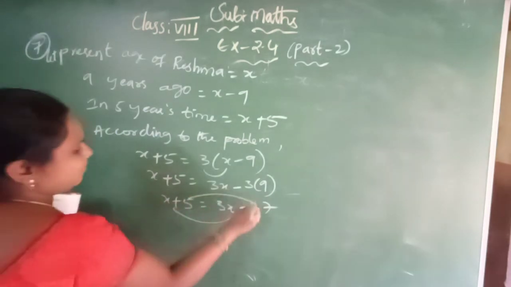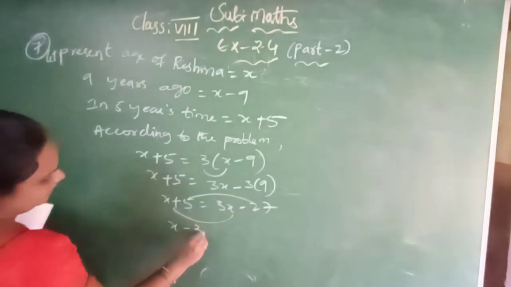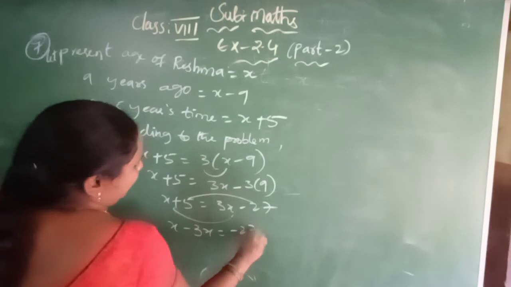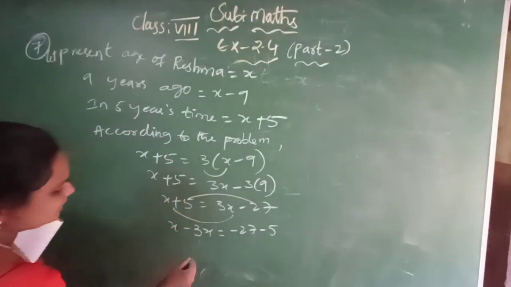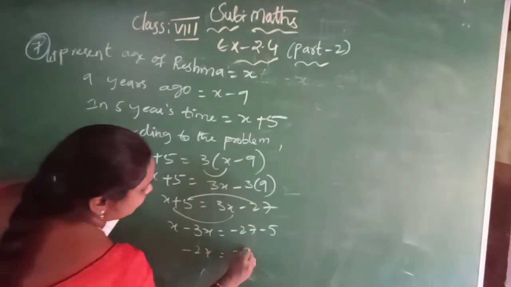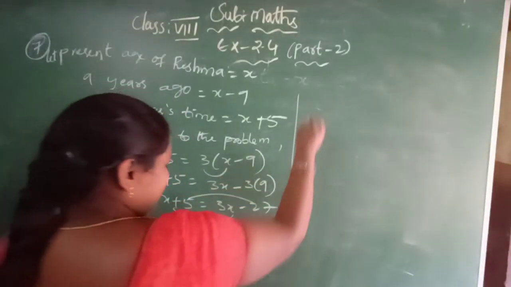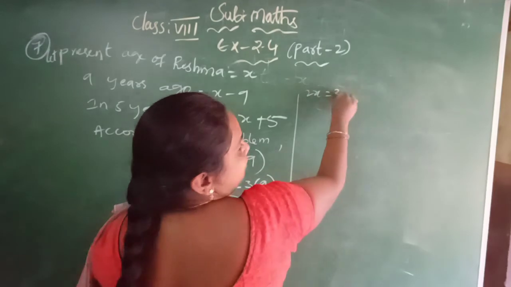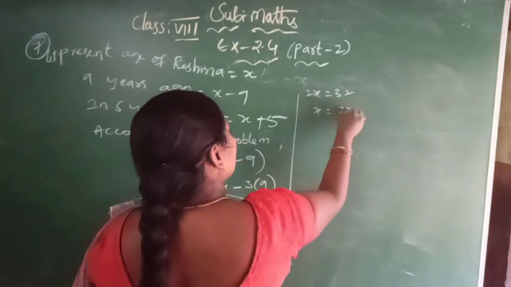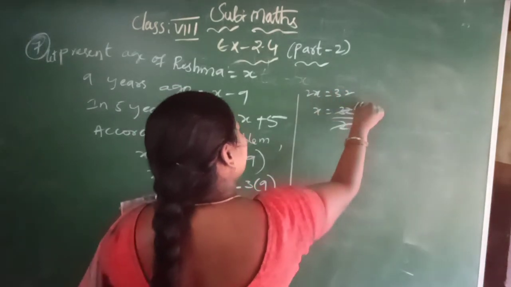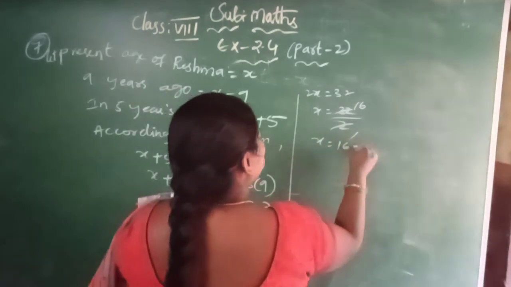So x goes here, and plus 5 goes there. So 3x minus x is equal to minus 27 minus 5. Minus 2x is equal to minus 32. Minus minus cancel, so 2x is equal to 32. x is equal to 32 by 2. 2 sixteens are 32. x is equal to 16 years.